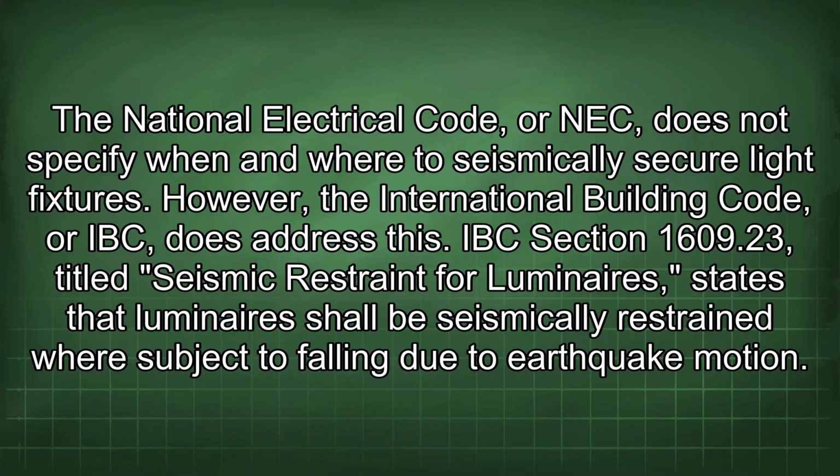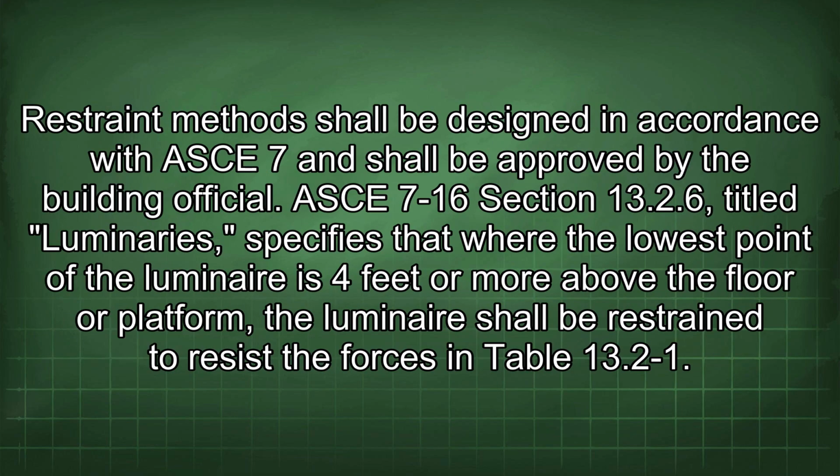The National Electrical Code, or NEC, does not specify when and where to seismically secure light fixtures. However, the International Building Code, or IBC, does address this. IBC Section 1609.23, titled Seismic Restraint for Luminaires, states that luminaires shall be seismically restrained where subject to falling due to earthquake motion.